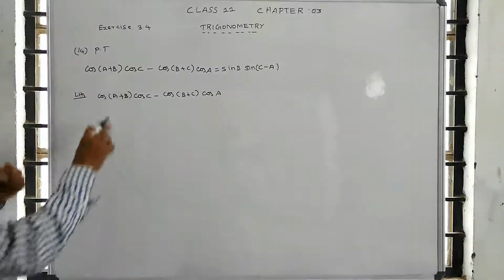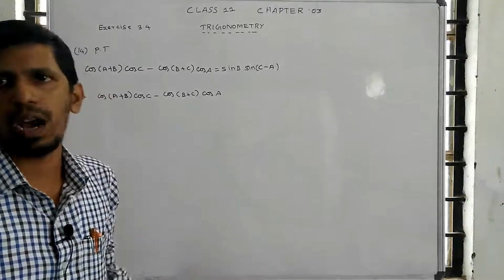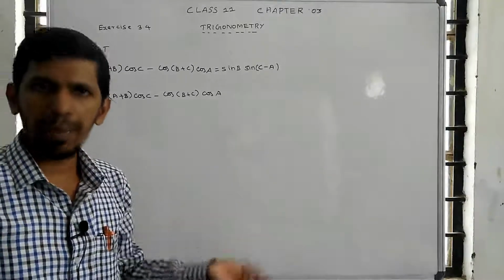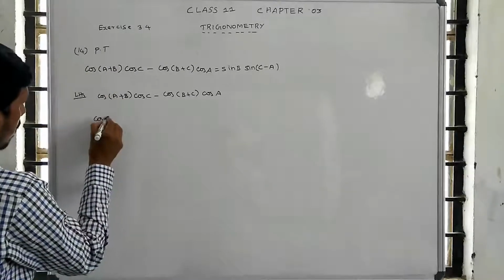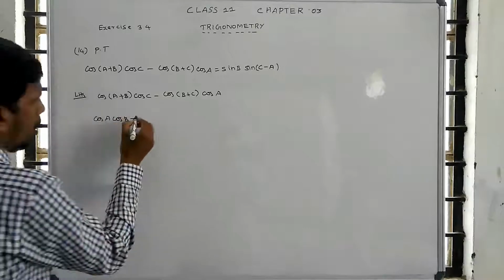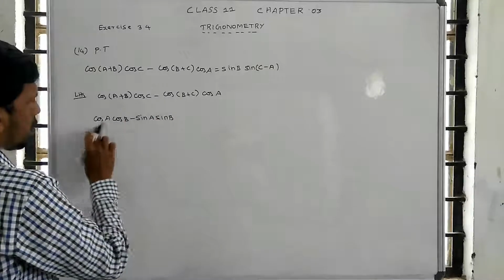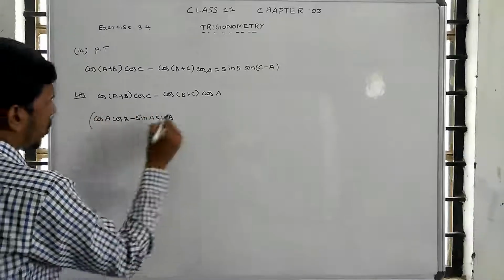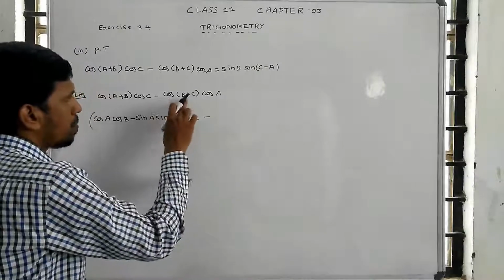First, we expand cos(A+B) using the formula. So cos(A+B) is cos A cos B minus sin A sin B. The formula gives cos A cos B, then plus becomes minus, and sin A into sin B. Then in total we put the bracket, multiplied by cos C. Minus, then cos(B+C).